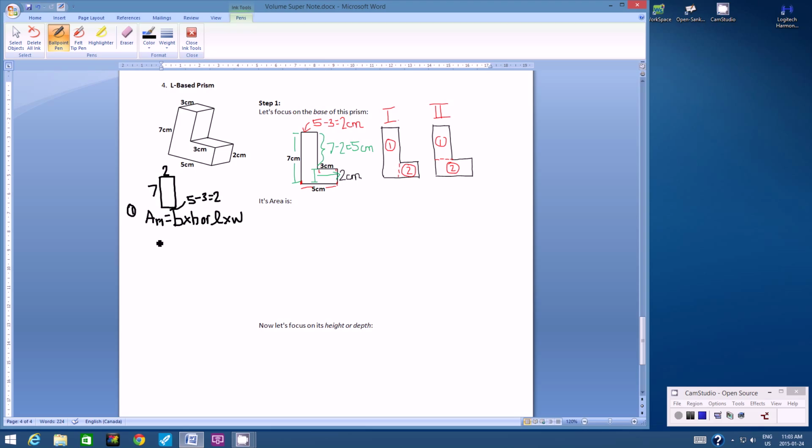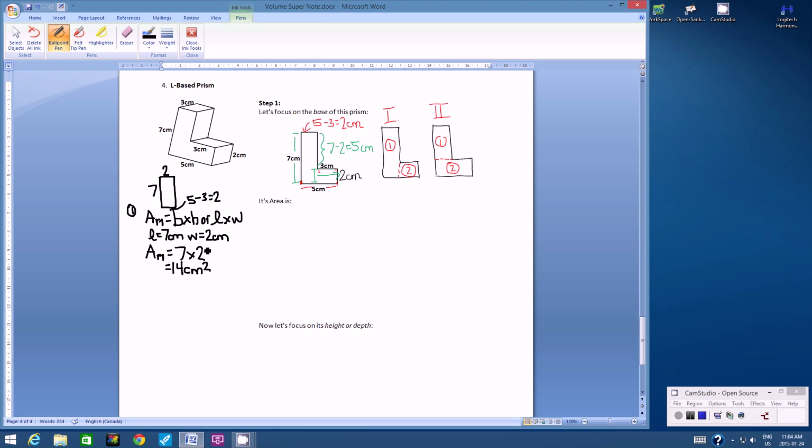Okay. All right, so that's our information line. So what do we know? We know that the length is 7 centimeters. We know that the width is 2 centimeters. That's our information line. Let's do our substitution line. Area of rectangle 1 equals 7 times 2 equals 14 centimeters squared.